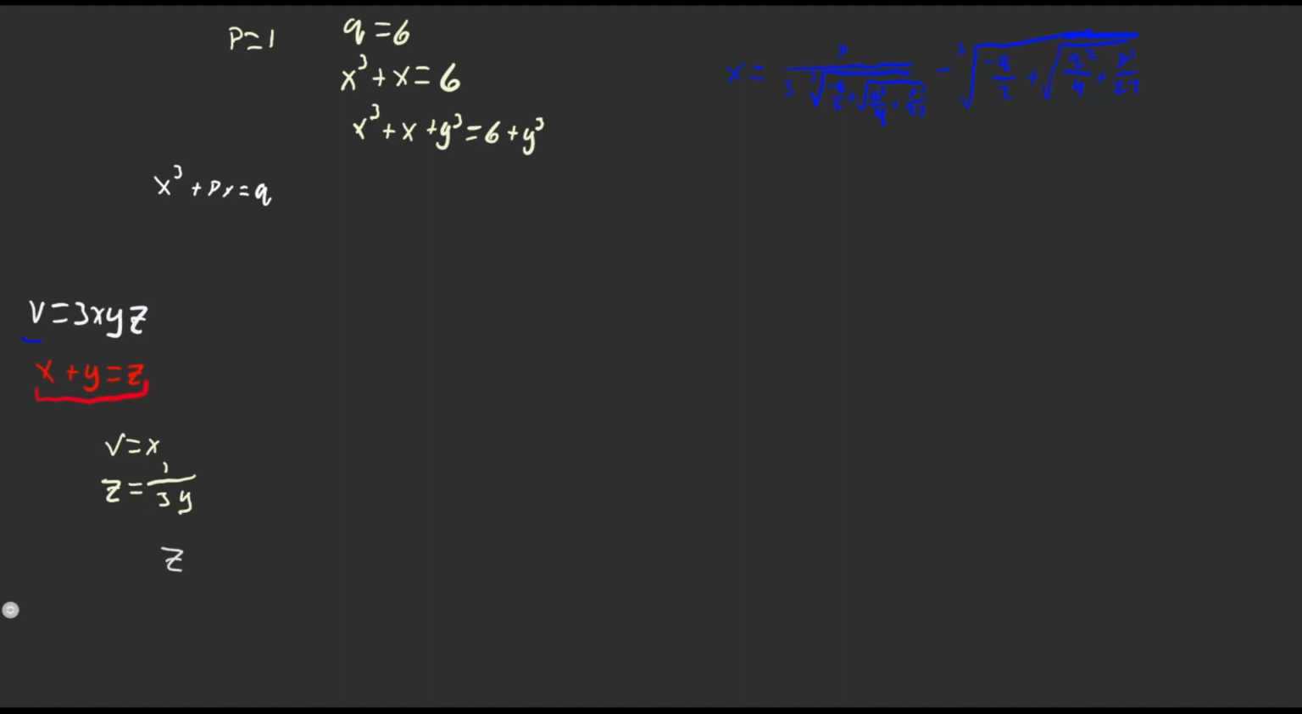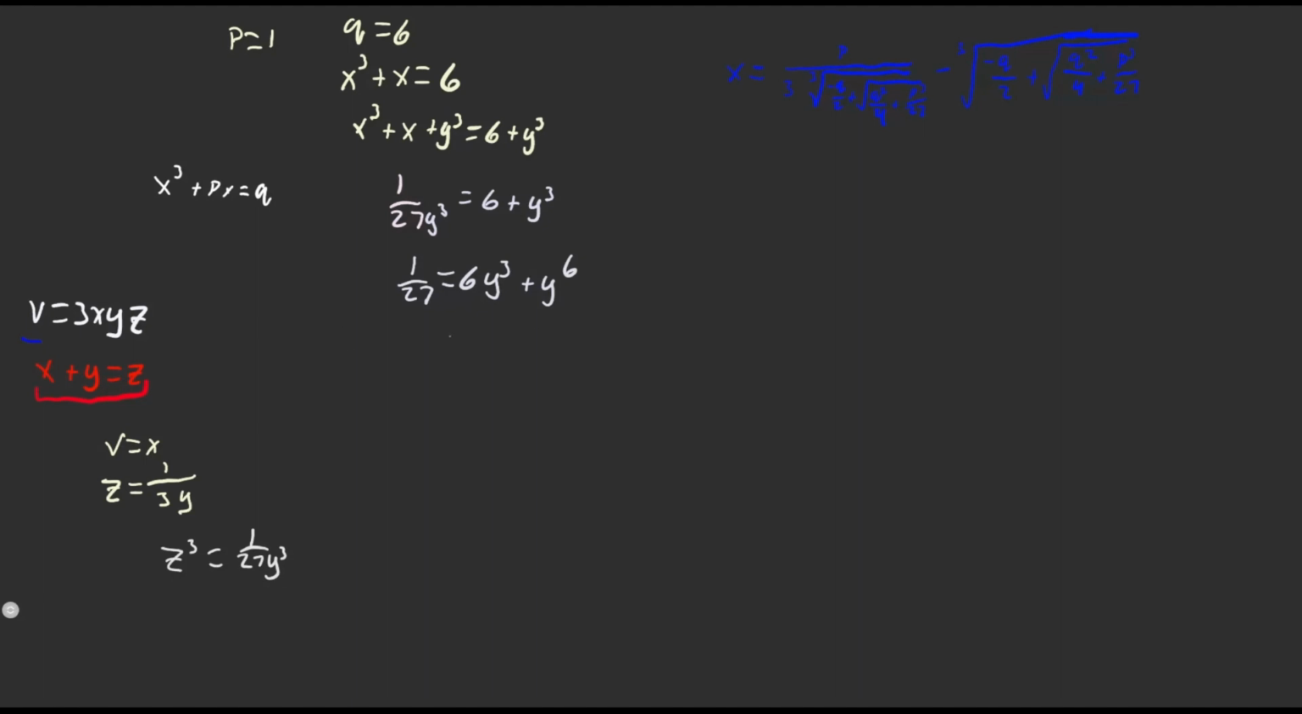z cubed, which is just 1 over 27y cubed. We could just replace that up in the top. So we get 1 over 27y cubed is equal to 6 plus y cubed, where that will give us our whole quadratic. So we have 1 over 27 is equal to 6y cubed plus y to the power of 6.